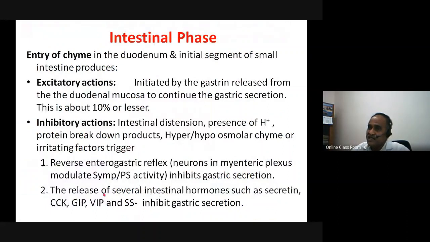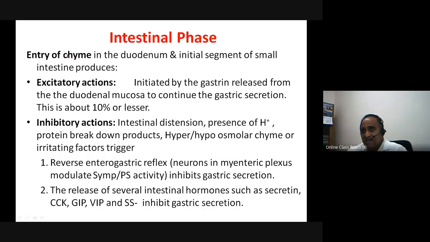Now coming back to the intestinal phase, the intestinal phase accounts for only less than 10% of the total secretion. Because the gastric phase is already there, slowly the gastric emptying begins, and now it will not enhance or add over the gastric phase. It will initiate, because there are gastrin releasing cells in the duodenum, and they will release gastrin. Gastrin in turn activates the gastric secretion, accounting for 10% or a lesser amount of secretion. This is one part.